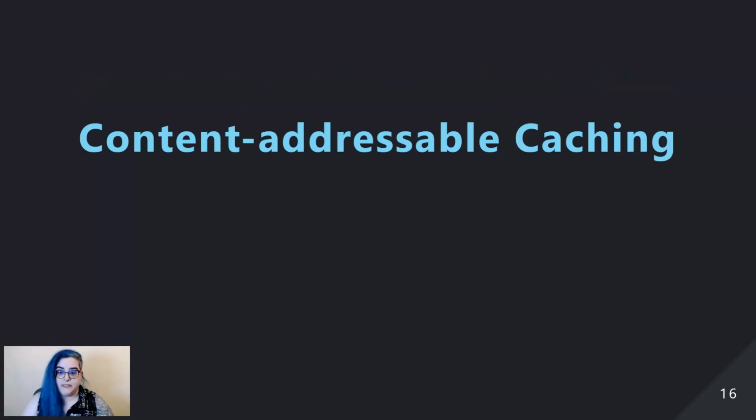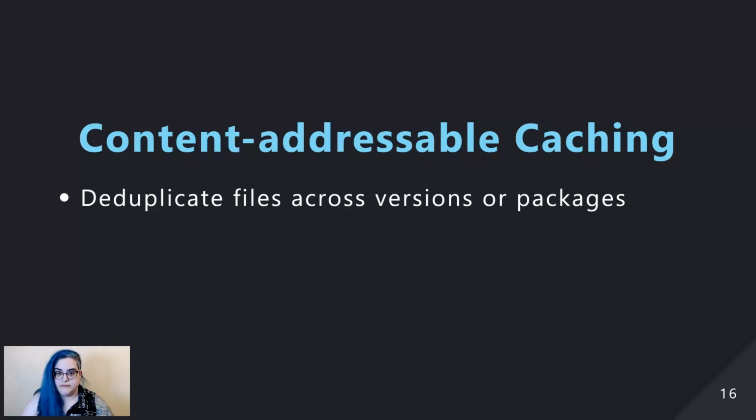Now, here are some benefits of content-addressable hashing. First, you can deduplicate files across versions of packages. If you have the same file across 10 versions of a package, you're only going to store that file once, because that file never changed.